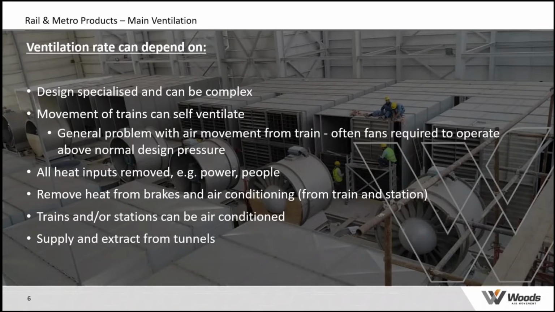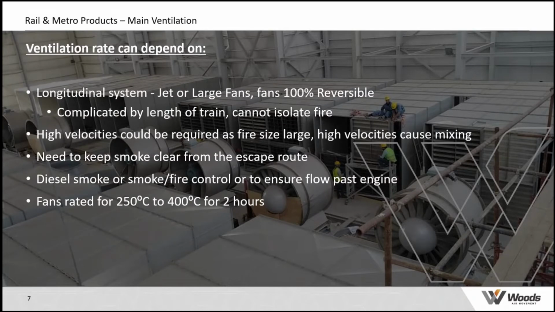Those tunnels can be used for both supply and extract, and we'll come on to this later, but generally the fans have to have the ability to work equally in both directions to give, if you like, maximum flexibility in how the system can be operated. So you've got these long tunnels, you've got trains in those tunnels. We can use large fans, or we can use a thing called a jet fan, and we'll talk a bit about that later. As I said, those fans generally have to be reversible.